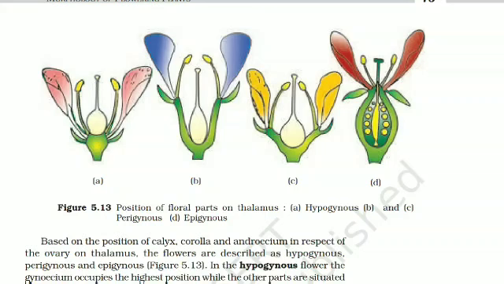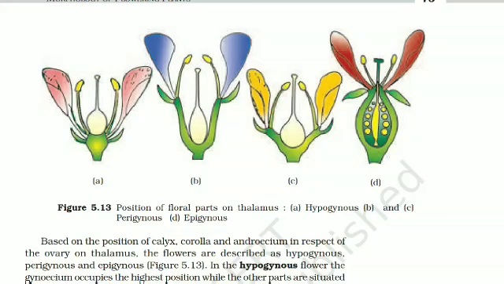Next is the example of perigynous. Here the gynoecium is situated in the center and the other parts of the flower are located on the rim of the thalamus. It is almost at the same level. In the previous hypogynous, they were below it, but now they are at the same level. So, it is called perigynous, and the ovary here is said to be half inferior. Common examples of this type of flowers are rose, plum, peach.